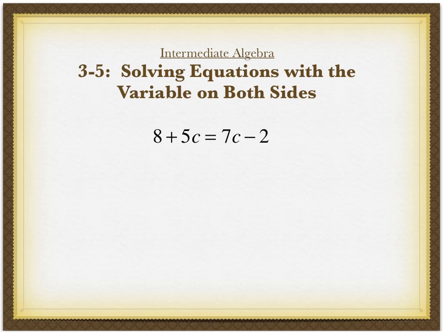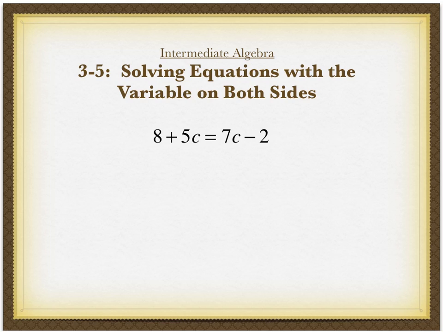Time for another lesson on solving equations, and they keep getting tougher. This time 3-5, solving equations with a variable on both sides. So as you can see on this one, we have the variable c on each side of the equation, but of course our overall strategy remains the same. We still want to get c by itself, all the numbers on the other side of the equal sign.